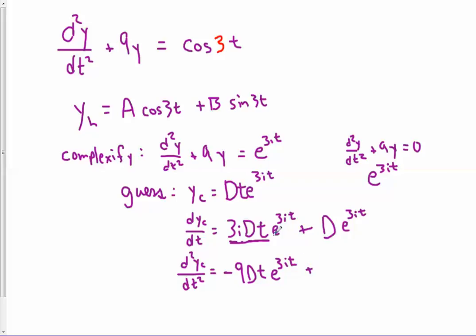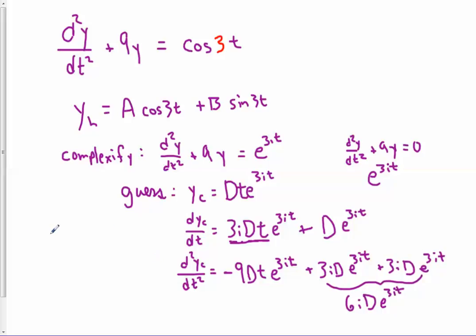Plus, and then it'll be the derivative of the first part times the second part. But the derivative of the first part is just 3i d times the second. And then here we don't need a product rule for this term, just a 3i pops out, so 3i d e to the 3it. Right, so actually these two combine for a 6i d e to the 3it. All right, so that's the second derivative.